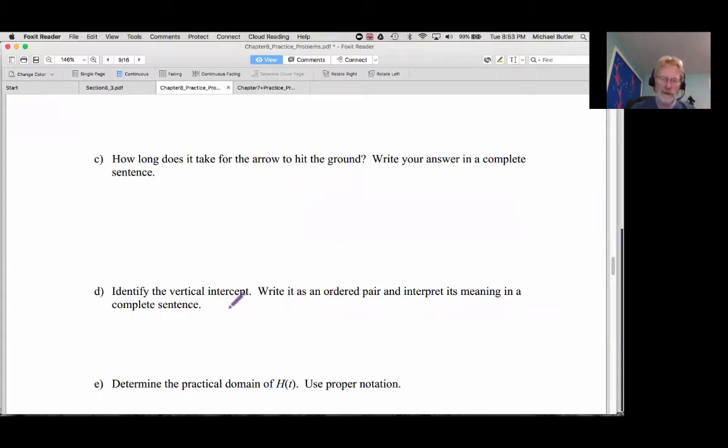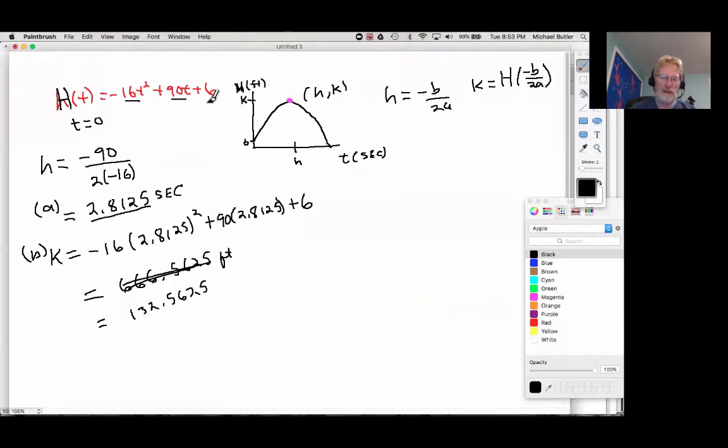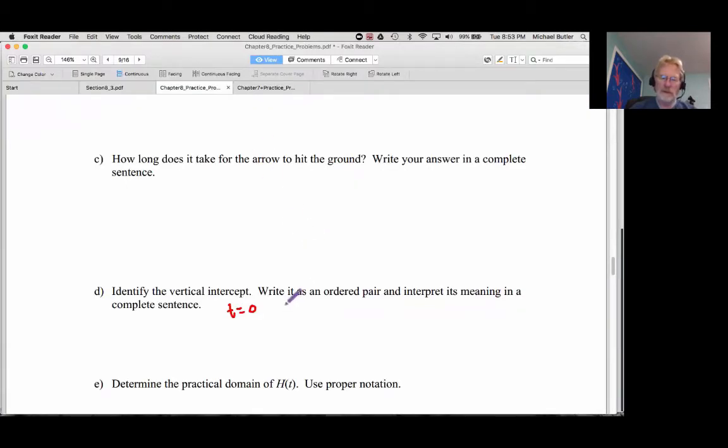So the vertical intercept, again, that's going to be at time equals 0. And so plugging that back into our function here, when time is equal to 0, we talked about that already when we did our sketch here, that the height is 6, isn't it? Yeah. Okay? So when t is equal to 0, then h is equal to 6. And so they want that as an ordered pair. So that's (0, 6), and then I'll let you interpret the meaning. That basically is what? The arrow, he let it go 6 feet above the ground, or the archer was 6 feet tall. All right, back to this one.